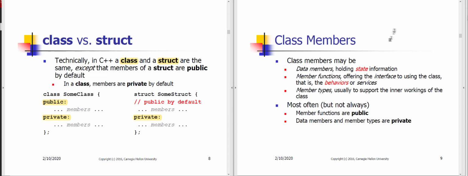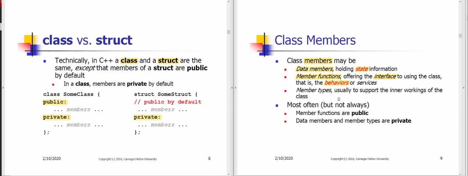Okay, so in particular, the members that you can have within a class are in three categories. There are data members. These are variables that hold what we call state information. The second category of members are member functions that provide the interface that application developers use to interact with objects of the class. These member functions basically define the behaviors of the class or the services provided by the class.